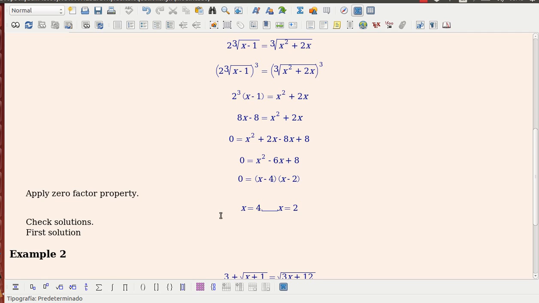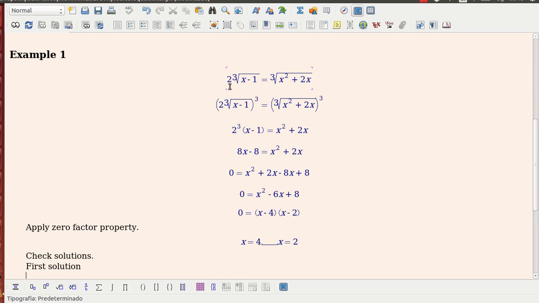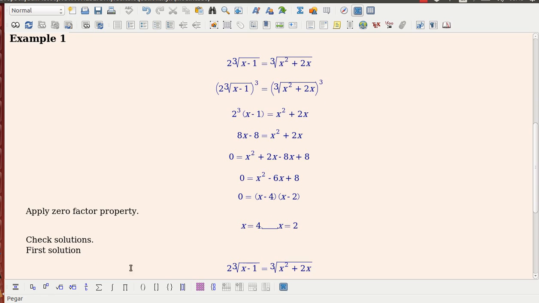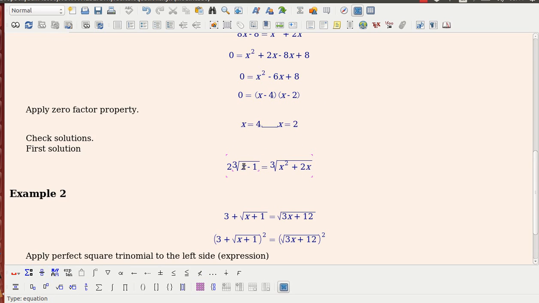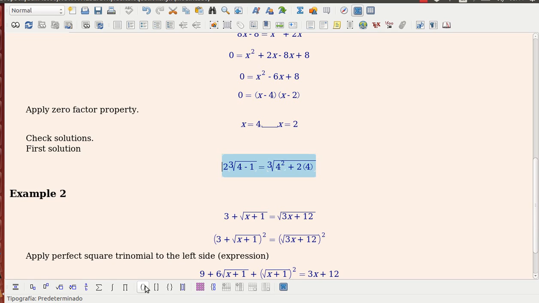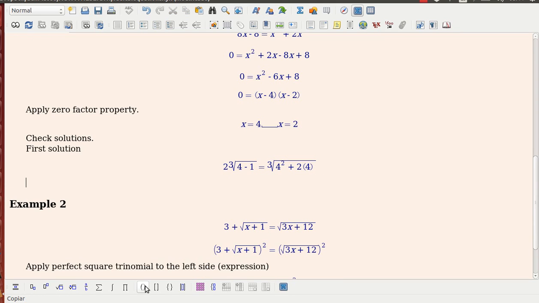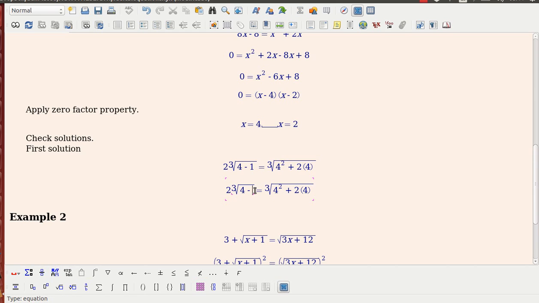First solution: x equals 4. We're going to use x equals 4 in the original equation. 2 times the cubic root of 4 minus 1. Let's simplify. 4 minus 1 is 3, so 2 times the cubic root of 3.